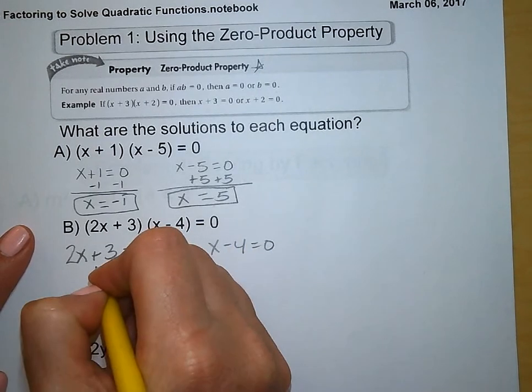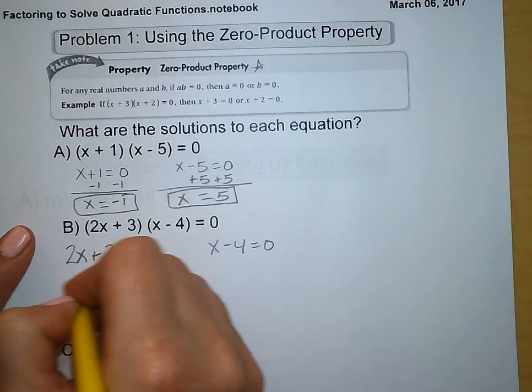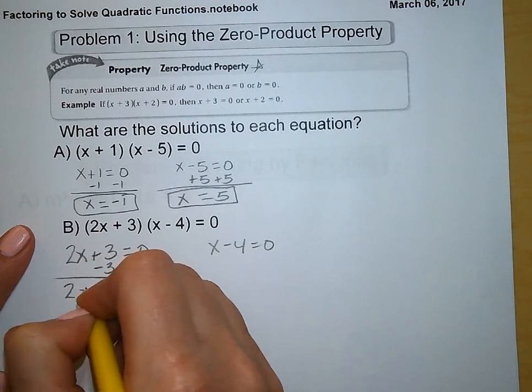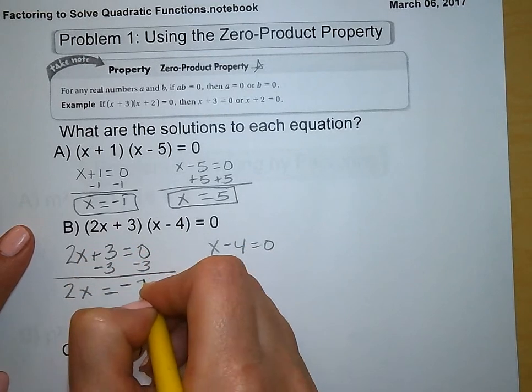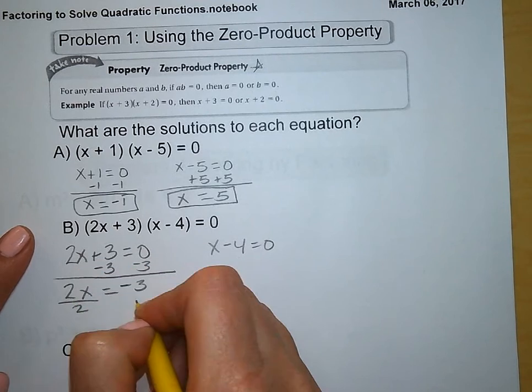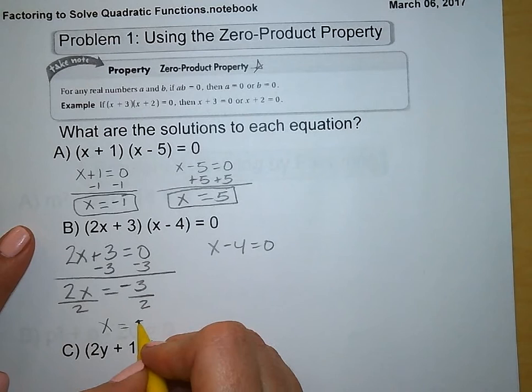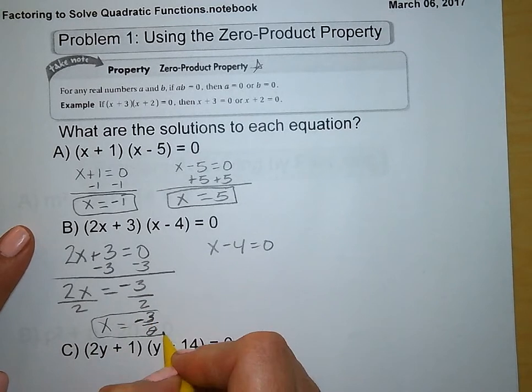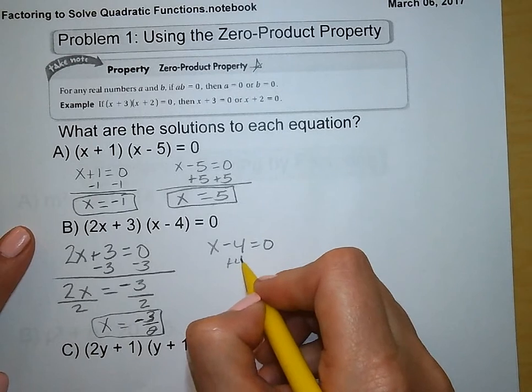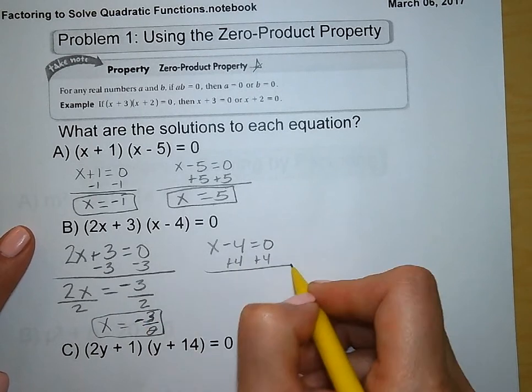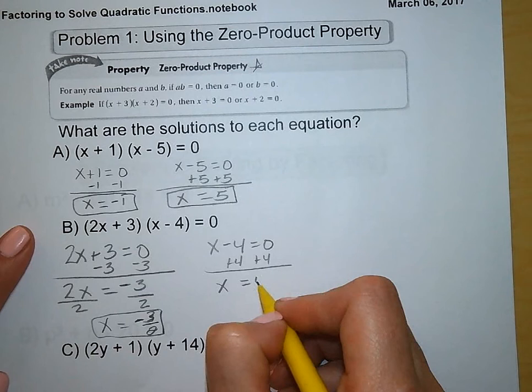So we're going to do the same thing for letter B. We're going to take 2x plus 3, set it equal to 0, and x minus 4, set equal to 0. Subtract 3 from both sides of the equation, then divide by 2. X equals -3/2.